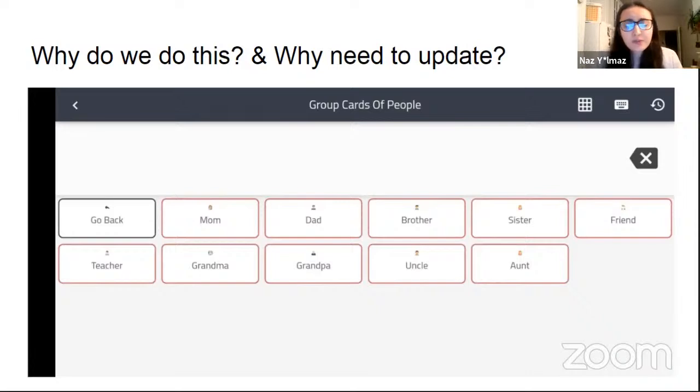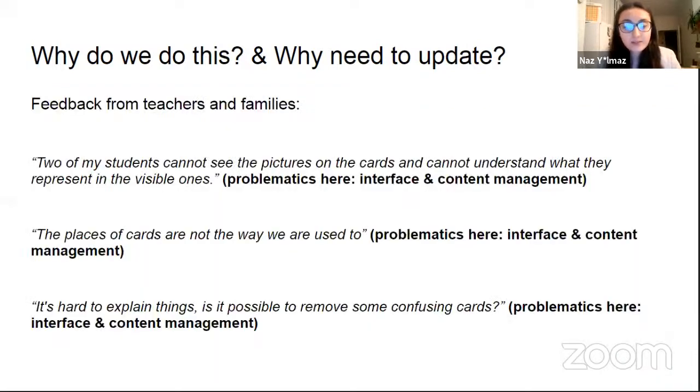We are trying to be a facilitator, not an obstacle, to the sharing of ideas. Here I am sharing with you feedback that will be vital to anyone considering designing an AAC from scratch. These are the feedbacks we got from teachers and families.